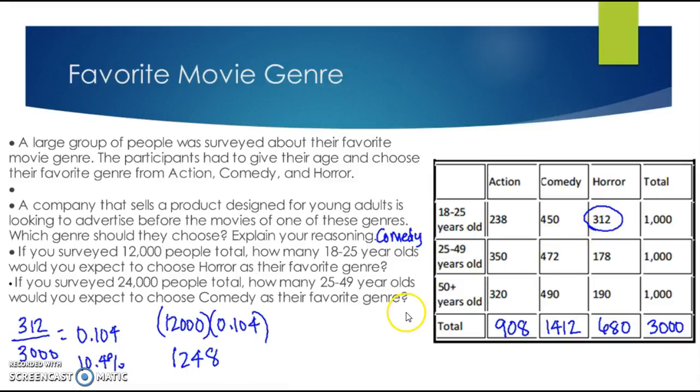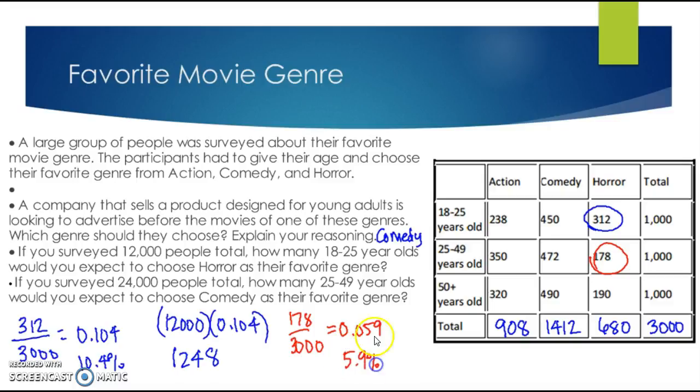And for the last one, we've got 24,000 people now, and we want to know how many 25 to 49-year-olds you would expect to choose comedy as their favorite genre. So for this one, let me change colors here. 25 to 49-year-olds that like comedy is 178. So that's 178 out of the 3,000. Again, I can divide to get that decimal, and we get 0.059 with the 3 repeated. We'll just leave it as 0.059, which as a percent would be 5.9%.